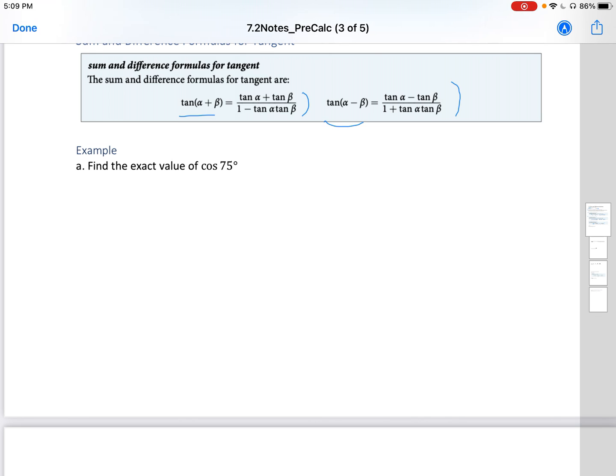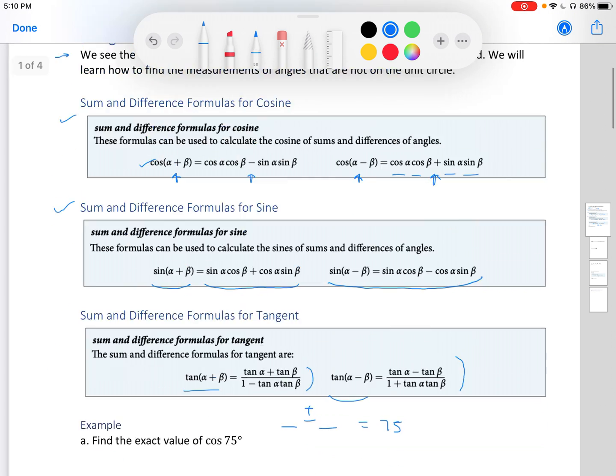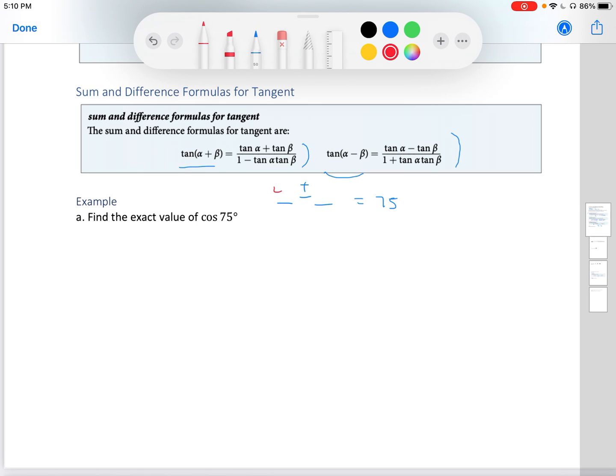You can work with any combination you like. For example, 45 plus 30, or maybe you'd like to work with 135 minus a value, or 225 minus something so you can create that 75. Or you can subtract with a 45. The goal is to get something and something that equals 75. It can be a plus, it can be a minus. There is no restriction. But for our problem, we can go ahead and use 45 plus 30.